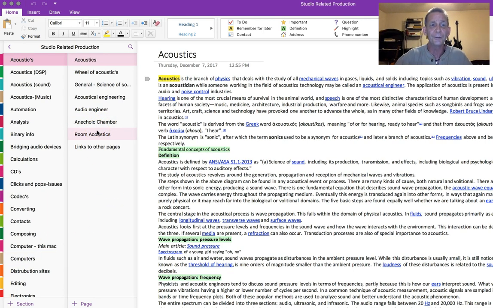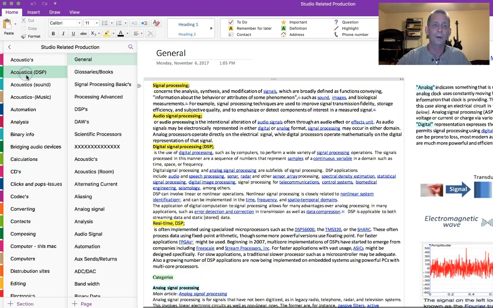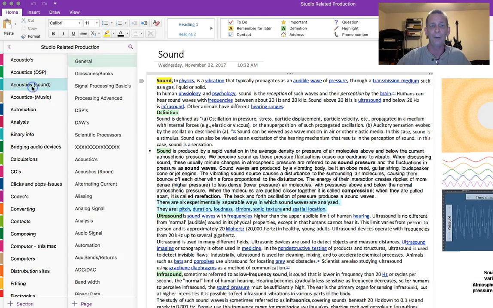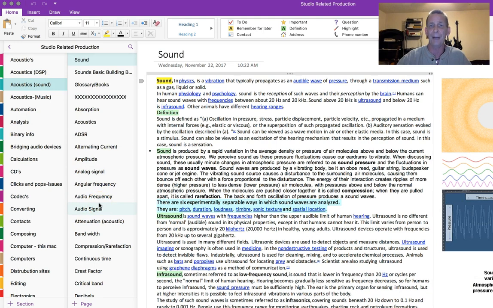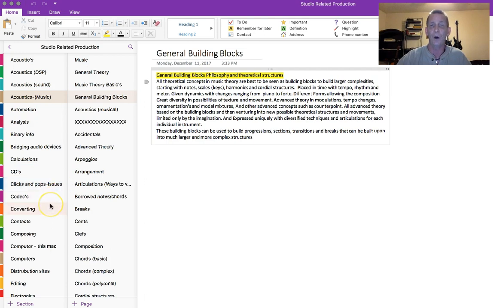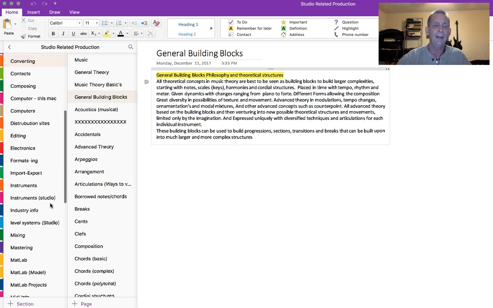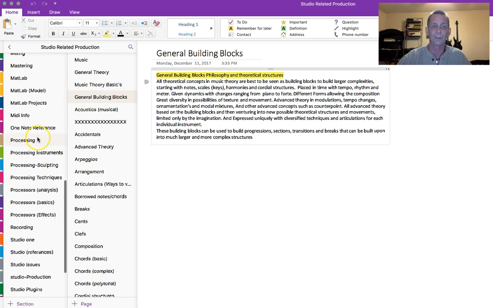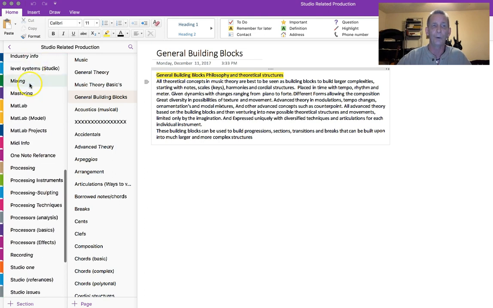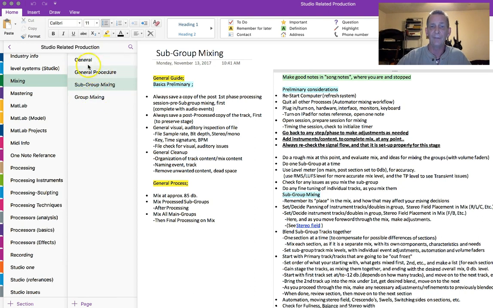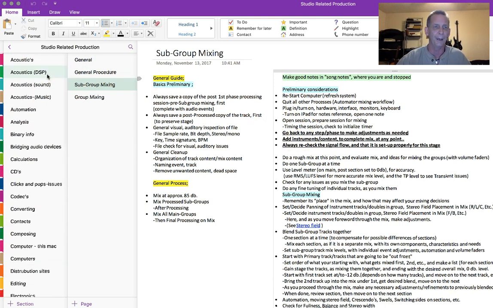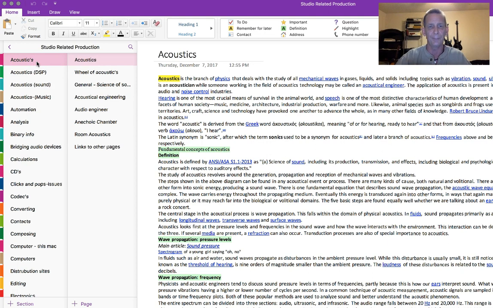There's a lot. Most of them are on my DSP sound, the basics of sound, how sound is constructed and information on it, and music, all kinds of stuff on music and music theory. And then some of the other bigger ones are processing, recording and mixing. They don't have that many notebooks inside of them, like this one, but the information took a lot longer to organize. So I basically wanted to point out one thing, which is the importance of this.